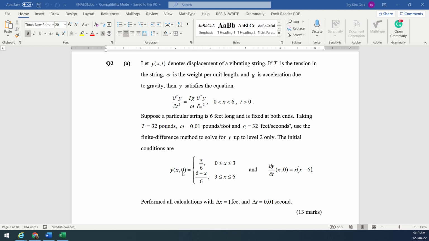So when t is 0, the function is x over 6, where x is from 0 to 3. When x is from 3 to 6, the function is (6 minus x) divided by 6. And ∂y/∂t at t equal to 0 is x times (x minus 6). Perform all calculations with delta x equal to 1 foot and delta t equal to 0.01 seconds.